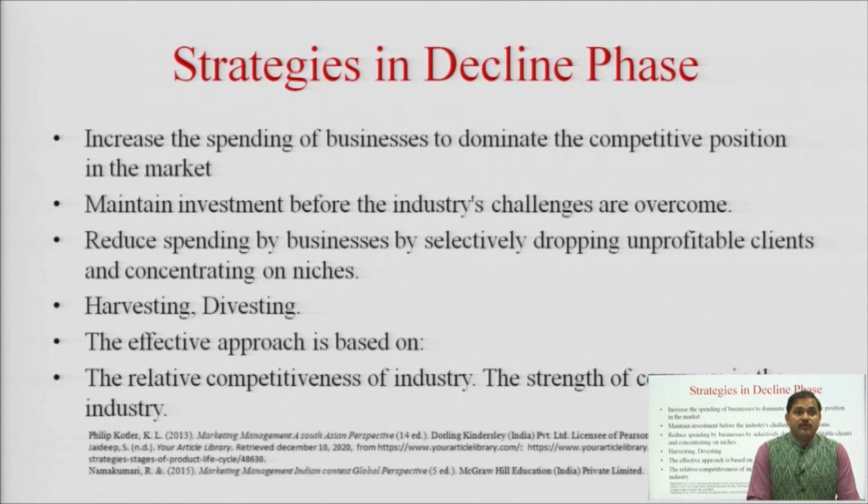An effective approach is based on the relative competitiveness of the industry and the strength of the company in the industry. What kind of industry it is, how promising the industry is, and what kind of position you have in that particular industry. Both things need to be counted before you take any further decision related to the decline stage, and that is how the strategy has to be.